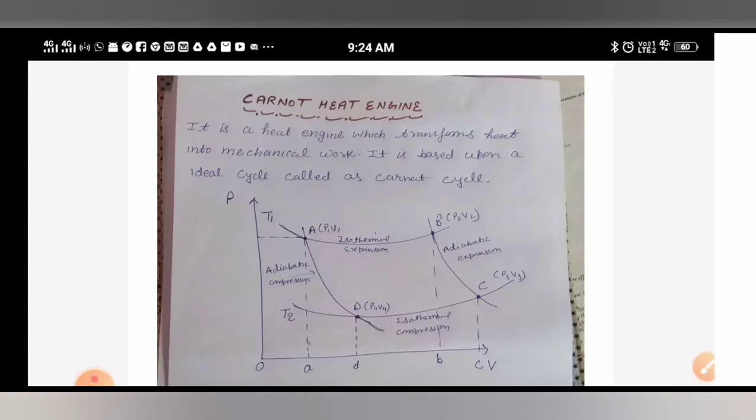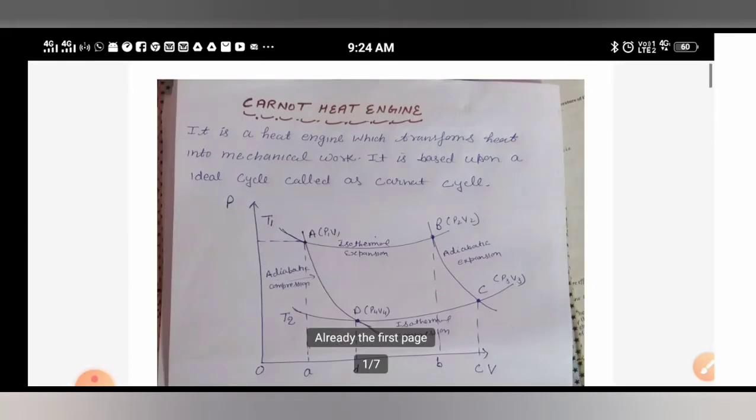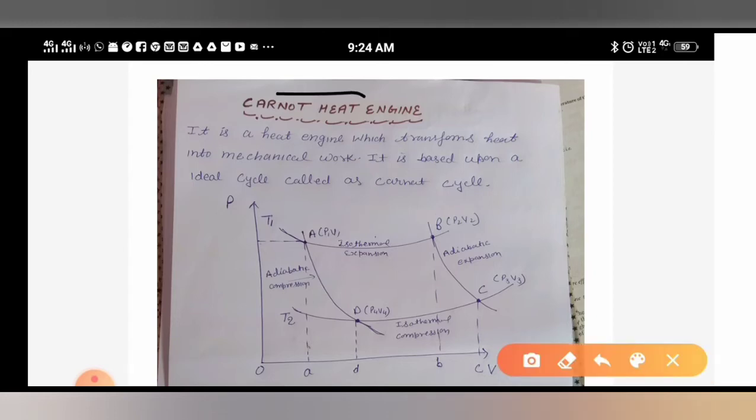Dear students, as you know, we have started our chapter, second law of thermodynamics, and in it we will study today about the Carnot heat engine and also some numericals based upon the heat engine or Carnot engine. Dear students, the Carnot heat engine is a long topic, but generally it is not asked in exams, and whenever we meet in the real classroom, I will try to cover it. Till then I will just introduce you to this topic, the Carnot heat engine.